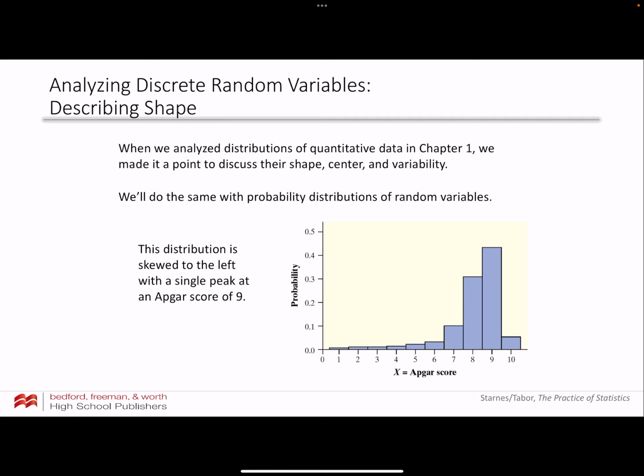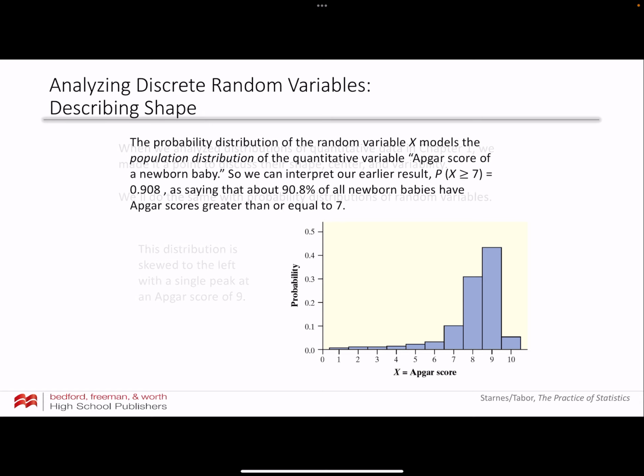But what about center and spread? Because it's left skewed, I need to calculate the median and the IQR. How would I do that? That's what we're about to talk about now. And if it were symmetric, I'd need to be able to calculate the mean and standard deviation.